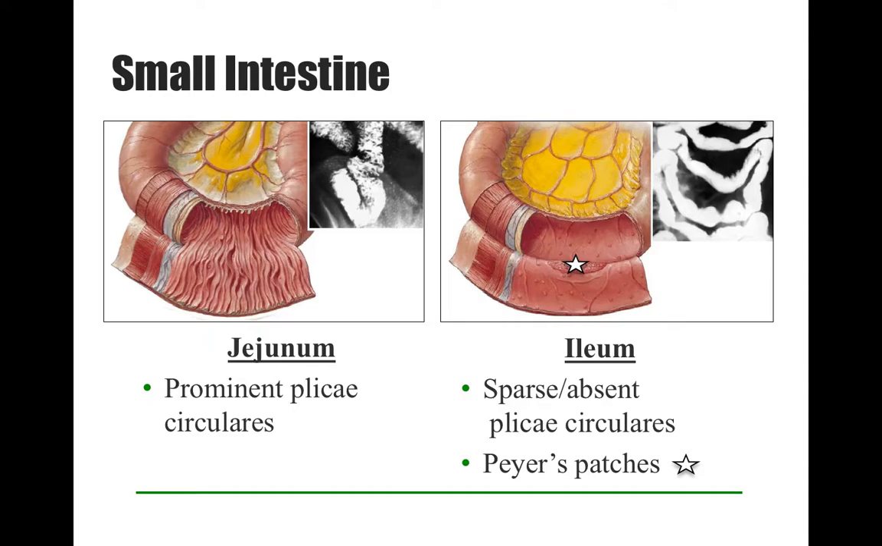But in the ileum right here, what you can see, you've got smooth contours of contrast flowing through, and that's due to lack or very sparse plicae circularis. And another thing you may see in the ileum itself is these Peyer's patches or aggregations of lymphatic tissue that's going to help try to kill off some of those toxins that you just ate with your favorite lunch.